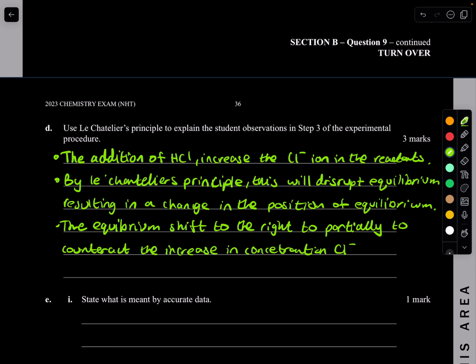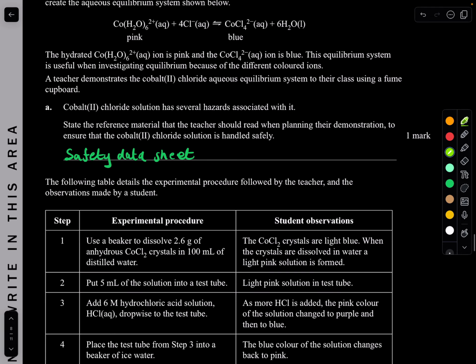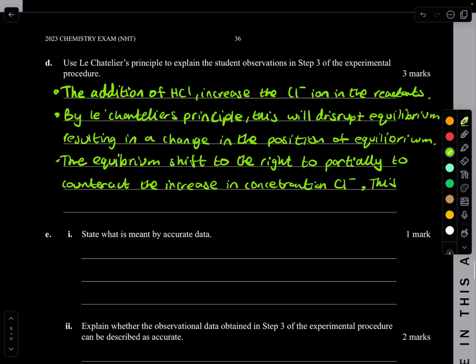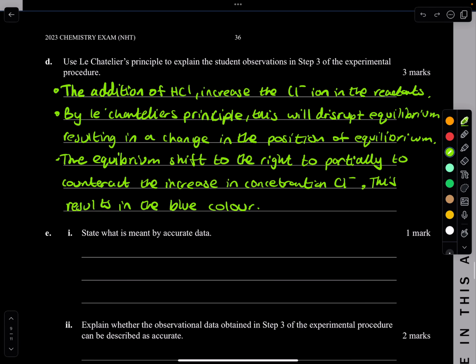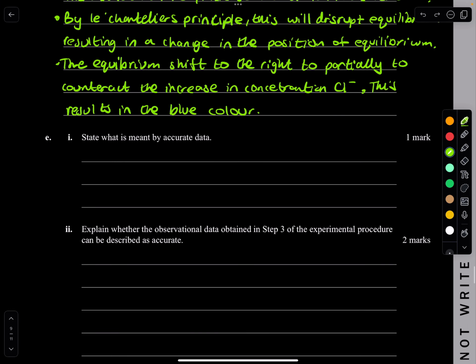So what's the Cl minus? This result, it went to the right, and what was it? Blue color. This results in the blue color. And that's why there was blue color here on step 3. Then it turned to blue. Beautiful. Nice question.